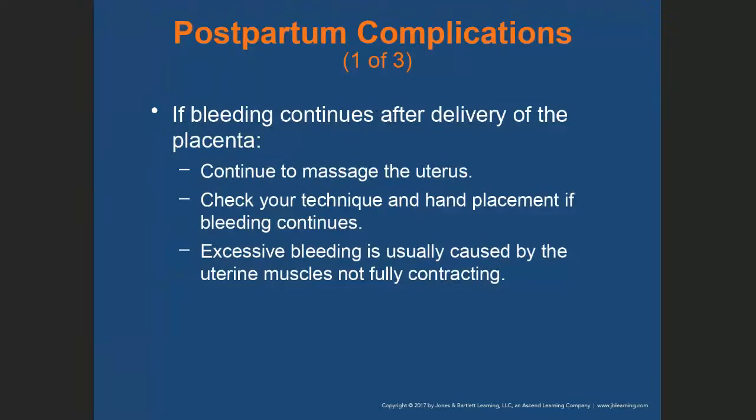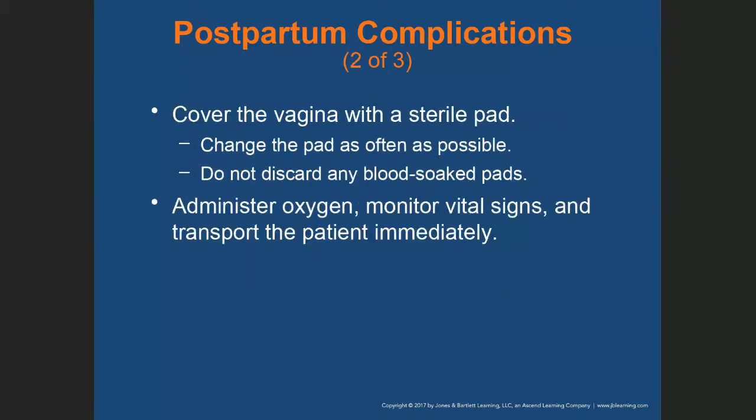If bleeding continues after delivery of the placenta, continue to massage the uterus. Check your technique and hand placement if bleeding continues. Excessive bleeding is usually caused by the uterine muscles not fully contracting. Cover the vagina with a sterile pad. Change the pad as often as possible. Do not discard any blood-soaked pads. Administer oxygen, monitor vital signs, and transport the patient immediately.